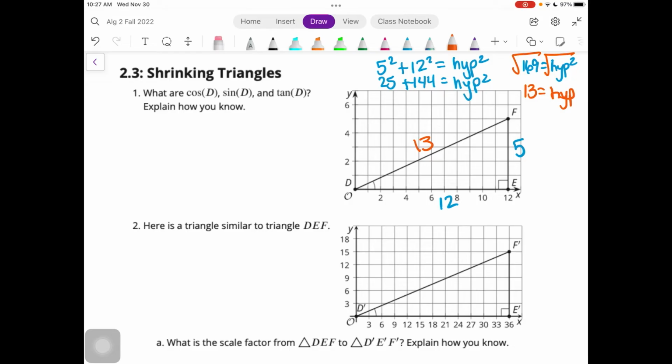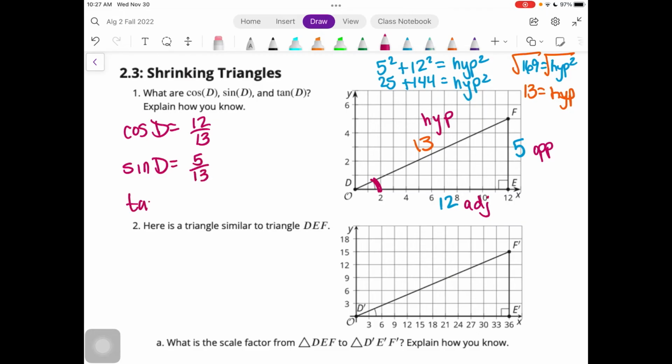Okay, and we are looking at D as our angle of reference. That's over here. So 12 is our adjacent side, and 5 is our opposite side. So the cosine of D is equal to 12 over 13, adjacent over hypotenuse. I didn't write that down. We'll write that down. Sine of D is opposite, which is 5, over hypotenuse, which was 13. And tangent of D is equal to opposite, which is 5, over adjacent, which is 12.